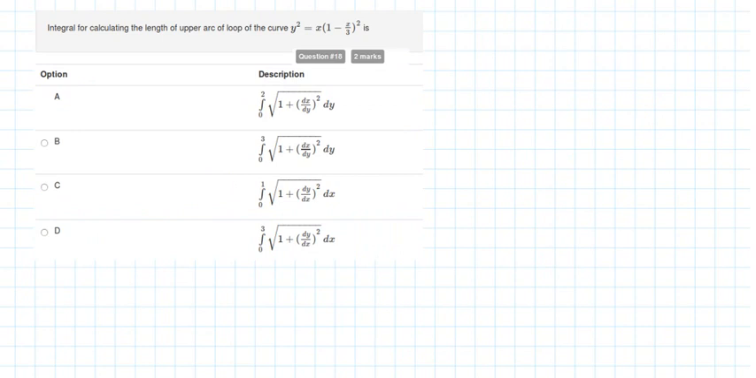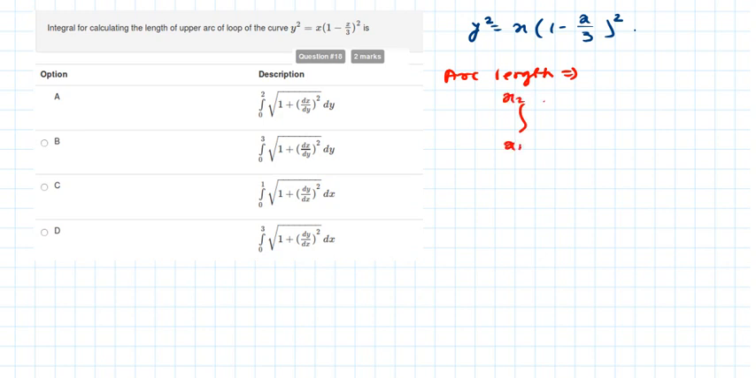Okay, next question. Integral for calculating the length of the arc of the loop of the curve y square equal to x into 1 minus x by 3 square. Firstly, you must know the arc length of any curve, and that will be given by the integral from x1 to x2 of under root 1 plus dy by dx square into dx.